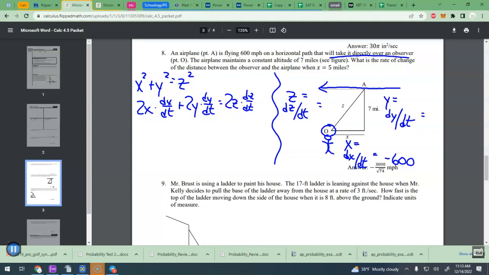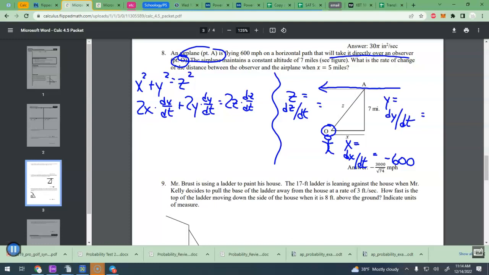Why could the plane not be going the other way? I thought that at first, but then it says the plane is at A. An airplane, point A, is flying over a person at point O, and it will fly over the observer. So it has to go this way, unless we're going all the way around the globe and coming back. But usually, yeah, I thought the opposite at first too.